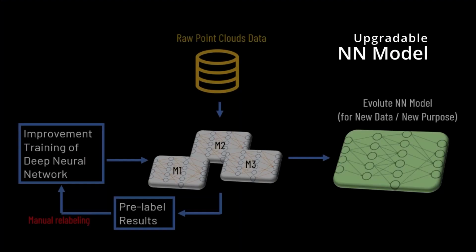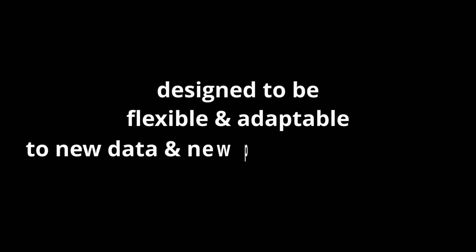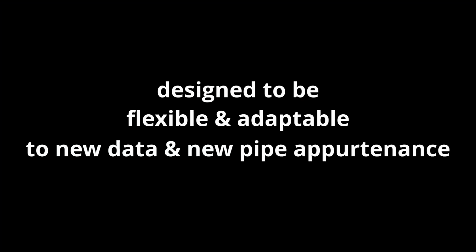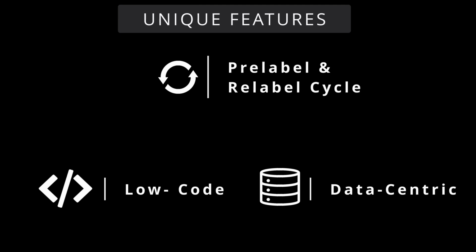Instead of a fixed neural network model, our solution allows upgrading of the neural network for new data and is adjustable for new applications. Replacing complex coding, the system is also low-code and user-friendly, so that users can retrain the neural network models with their own new data, making the process data-centric. With the three features, a label and relabel cycle for new data, a no-code platform, and being data-centric, the whole approach is sustainable for new incoming data.